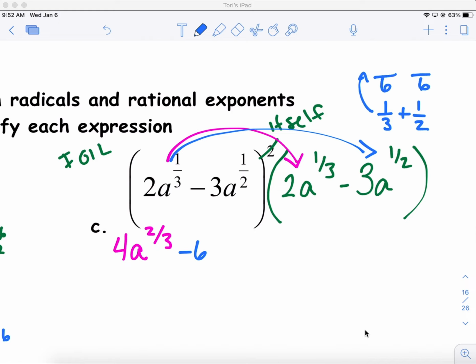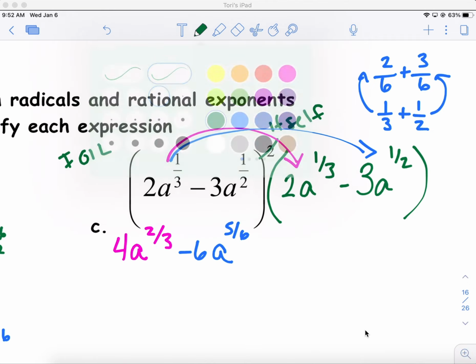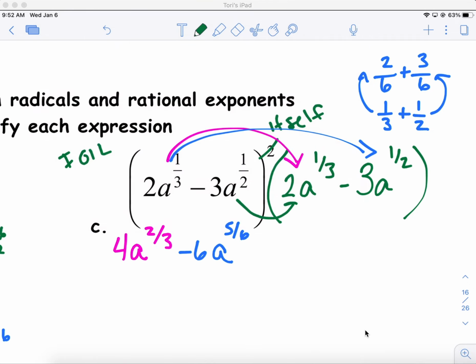This guy would have to multiply by 2. This guy would have to multiply by 3. So we actually are going to say 6a to the 5/6. Okay. All right, let's look at the next one. 3a with a 1/2, he's negative, multiplied by 2, a to the 1/3. That's the exact same thing we just did. So negative 6a to the 5/6.